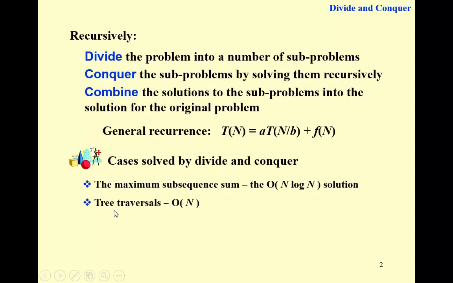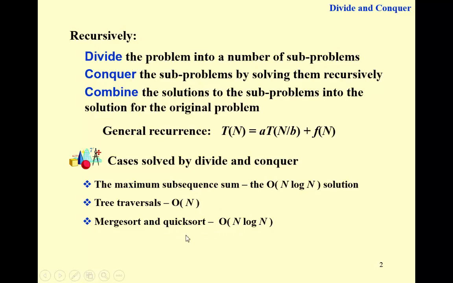Another example is the tree traversals. It's also an application of divide and conquer. Basically, we divide the tree into several parts: the root plus its subtrees, right? We recursively conquer its subtrees and combine the results at the root. But the time complexity is not n log n, it's linear, just big O of n. And others like merge sort and quick sort are both n log n.